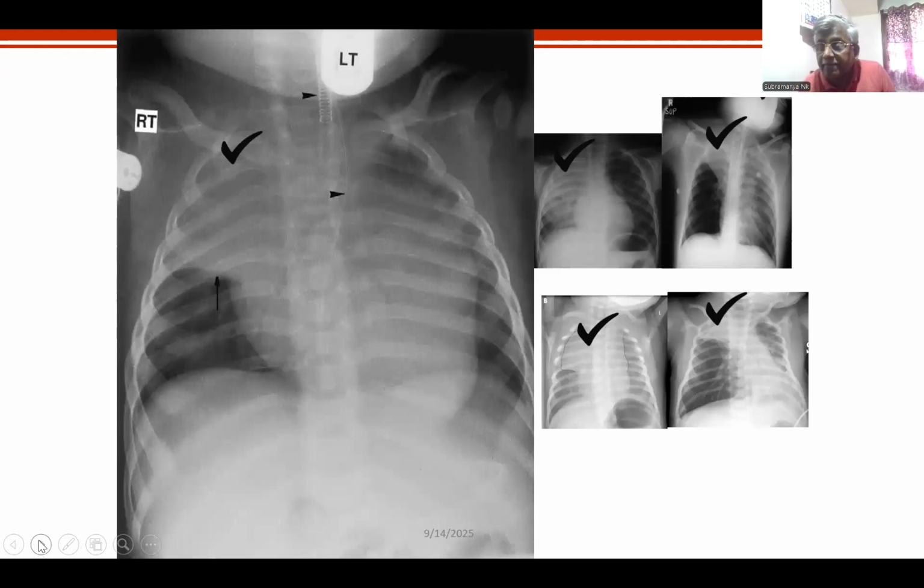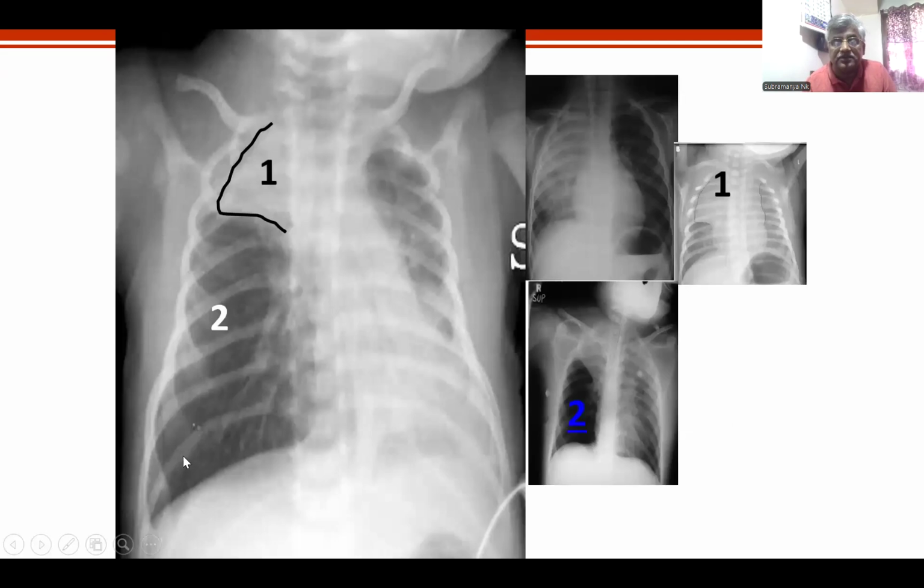Now, you want me to show how hyperinflation is here. Look at the density, the radiolucency of the two, and let's say this is 3. This is 3. This is more inflated. 2 is more inflated than 3.